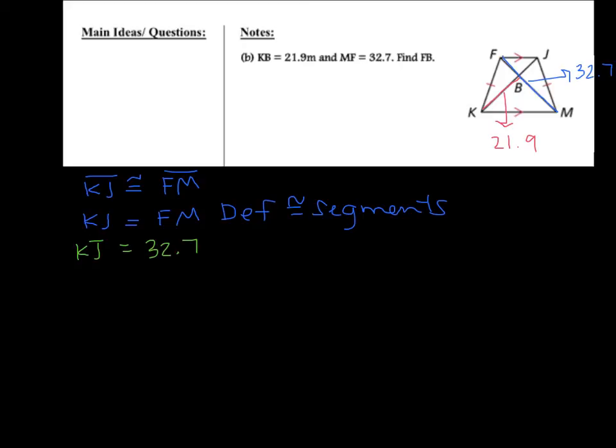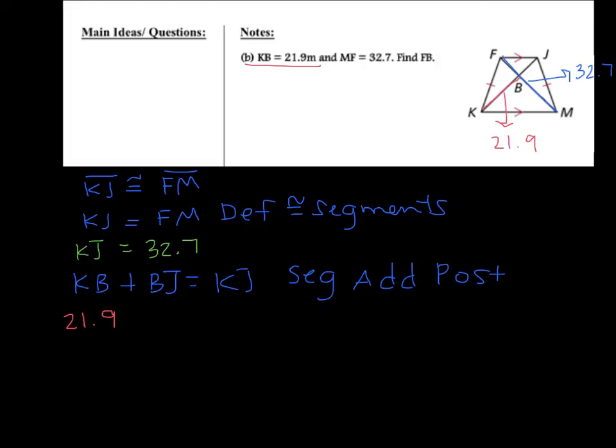At that point, you can use your segment addition postulate and sub in everything. I know that K to B plus B to J has to be equal to the entire segment. The segment addition postulate tells me that. So now I'm just going to sub in my numbers. I know that KB is 21.9, which was given to me up here in my problem. I don't know the distance from B to J, but I do know that KJ is equal to 32.7. That's just your substitution. Now I can solve for BJ by subtracting 21.9 from 32.7, so BJ has to be equal to 10.8. It seems like a long way to get to that point, but it's important that you understand the steps, okay?